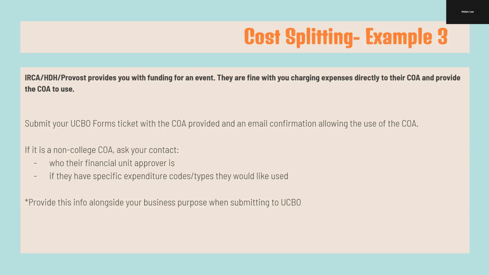If it is a non-college COA, you'll need to ask your contact who their financial unit approver is, and if they have a specific expenditure code that they would like used. You'll provide all this information with your business purpose when submitting your tickets to the UCBO.